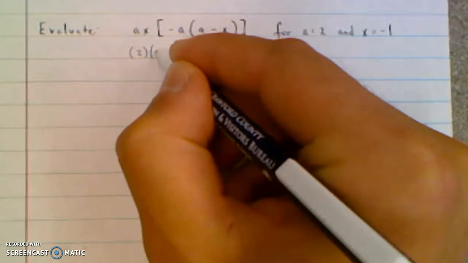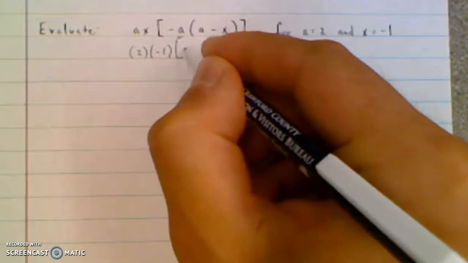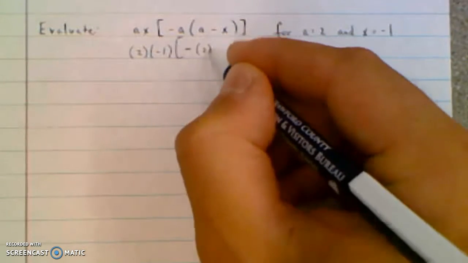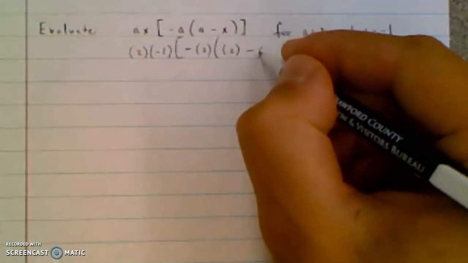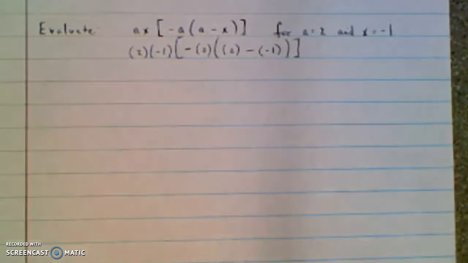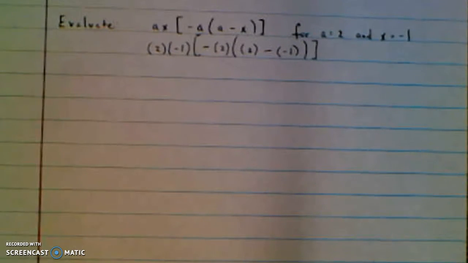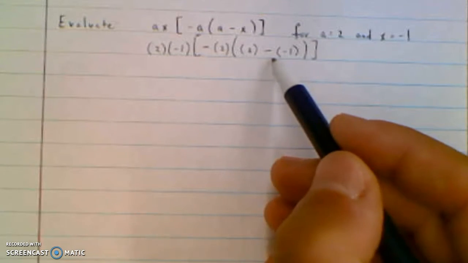A is 2, x is -1, keep your bracket, and keep your negative sign. A again is 2, a is 2, minus -1, and don't lose your parentheses and brackets. Now we've substituted, follow the order of operations. We should begin with symbols of inclusion, of which there are many in this expression. I would begin, and you should begin, with 2 minus -1.